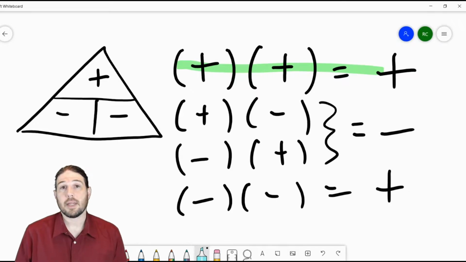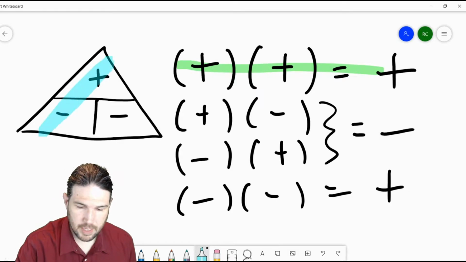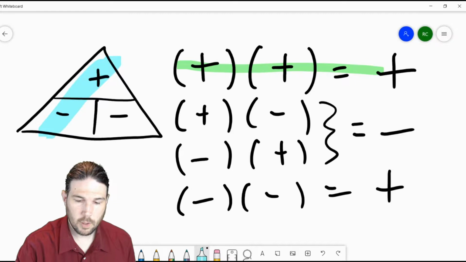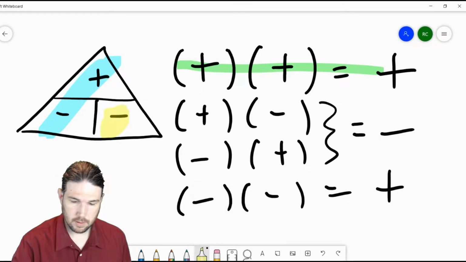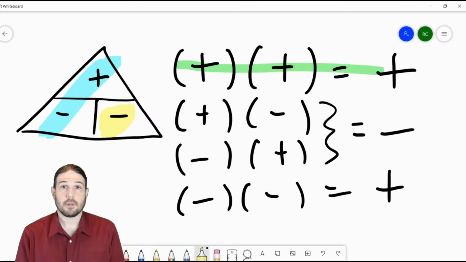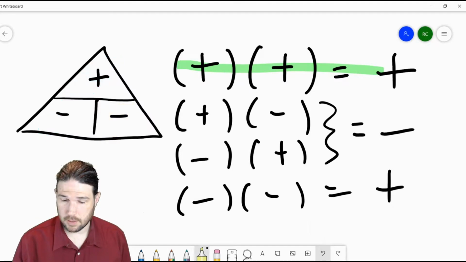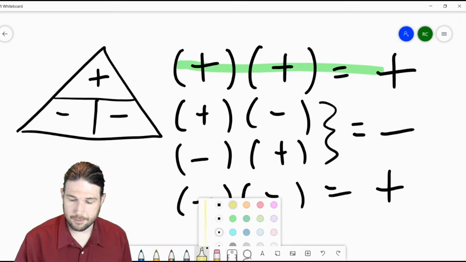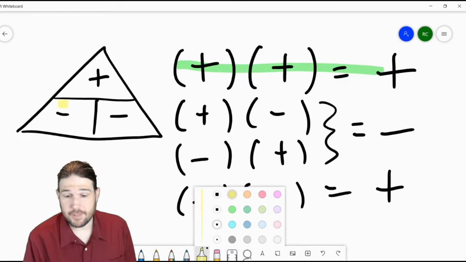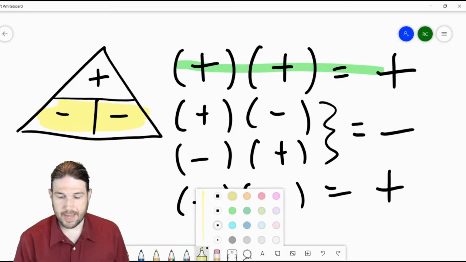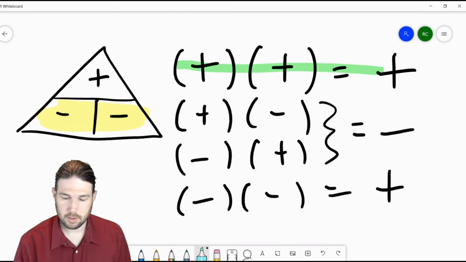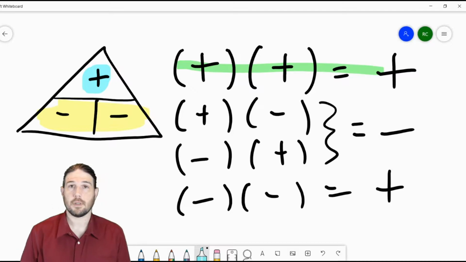For example, if I multiply a positive times a negative, well, my result is negative. If, on the other hand, I have two negatives, well, in that case, the answer is positive.